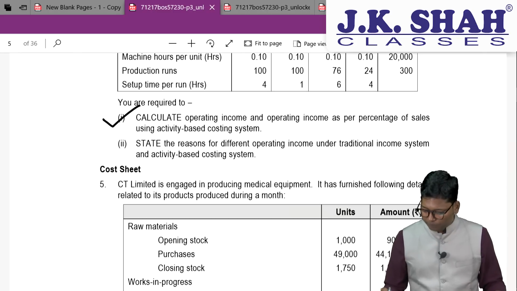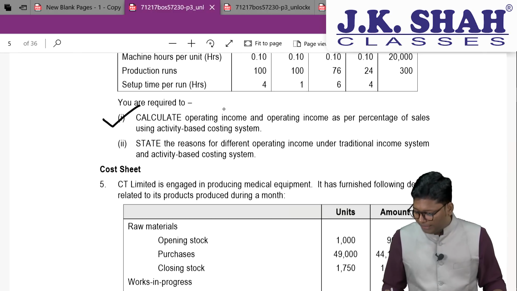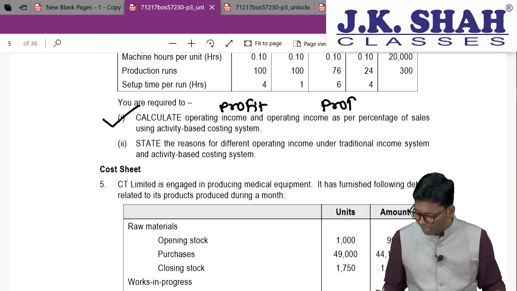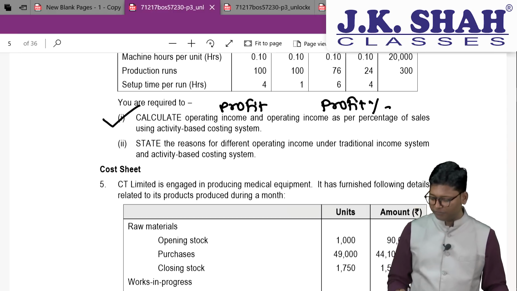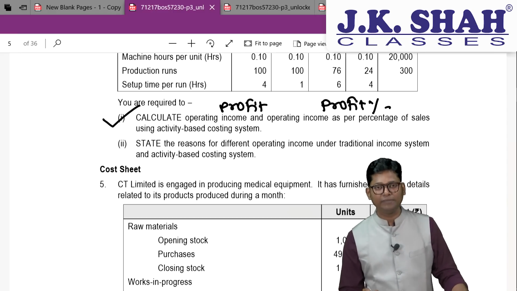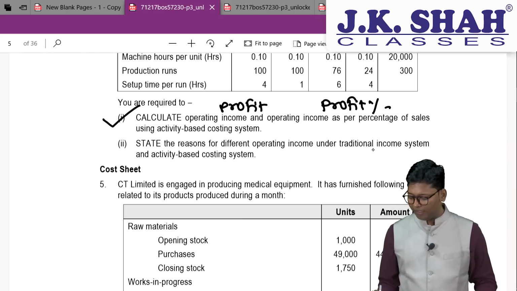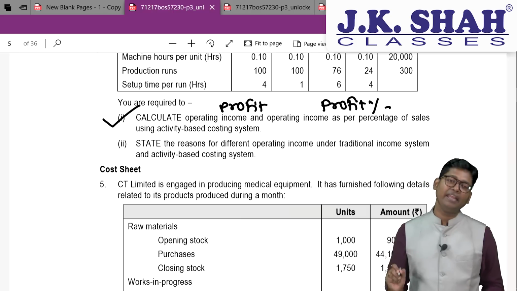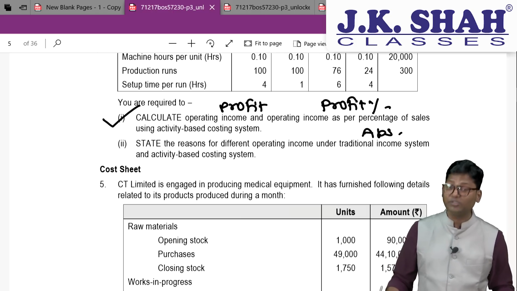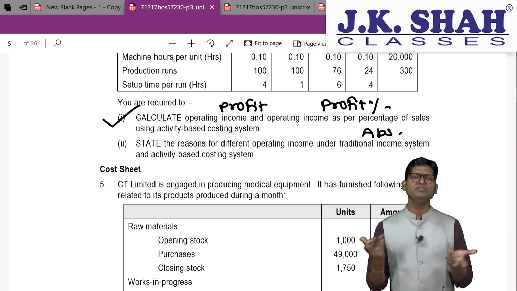What we need to do? First, we need to calculate operating income, that is the profit, and operating income percentage, that is profit margin, profit percentage of sales using activity based costing. And second, state the reasons for different operating income under the traditional costing system and ABC. Traditional costing system is your absorption system. Why is there a difference? Because of the change in method.